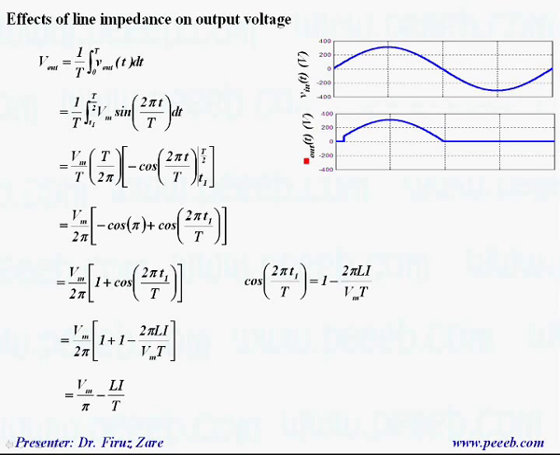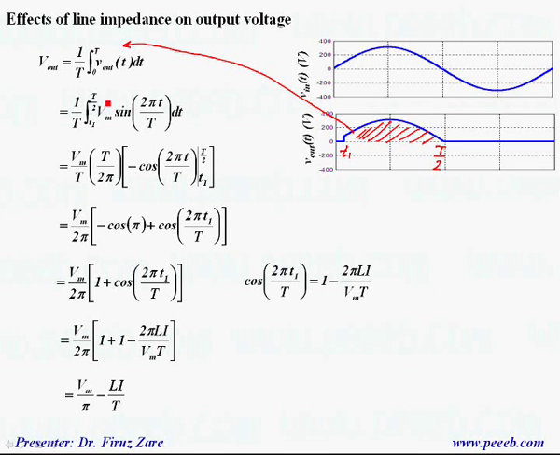Now let's calculate output voltage. Again, this is output voltage, so we can find it based on this equation. We need to find this area. So we just need to find the integral over the first half cycle starting from T1 till T over 2.